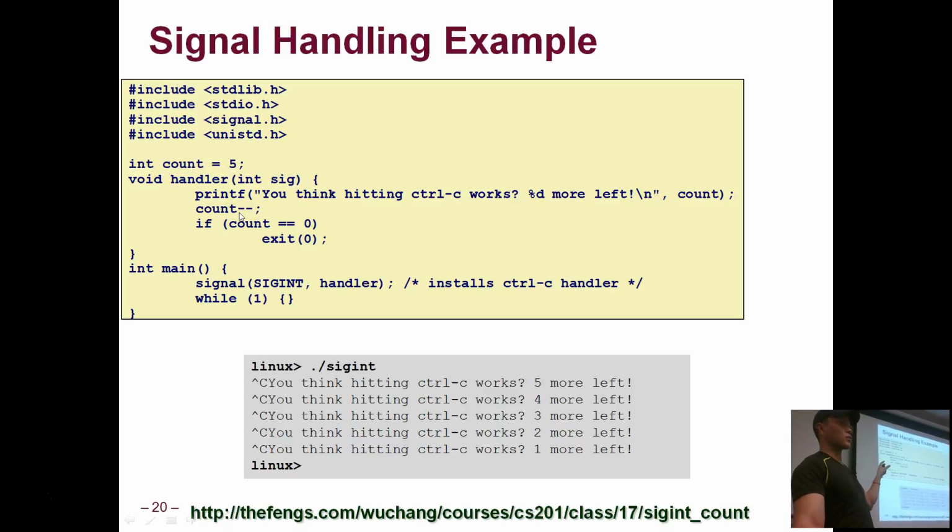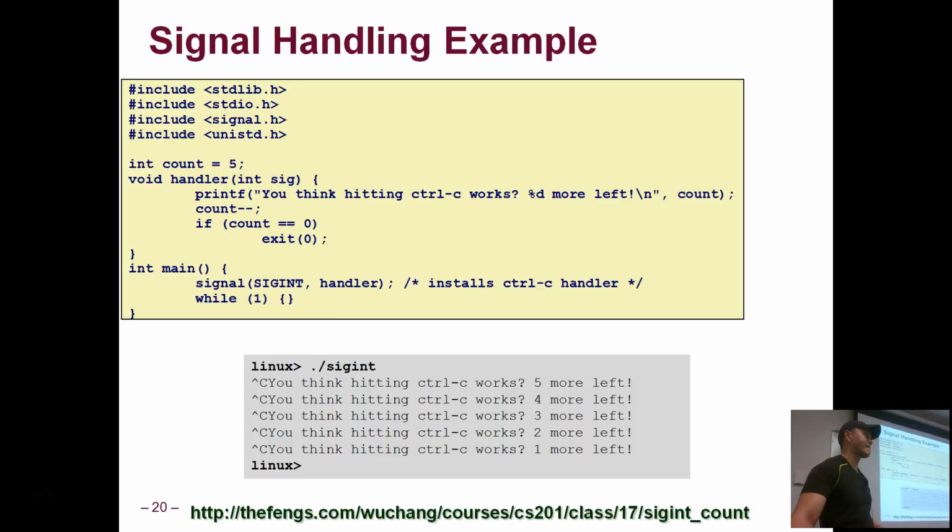And it's only on that 5th Control-C that it's going to actually exit. So this is the way of programming your signal handler to do something like this. And then you can see a run right here. Does that make sense?